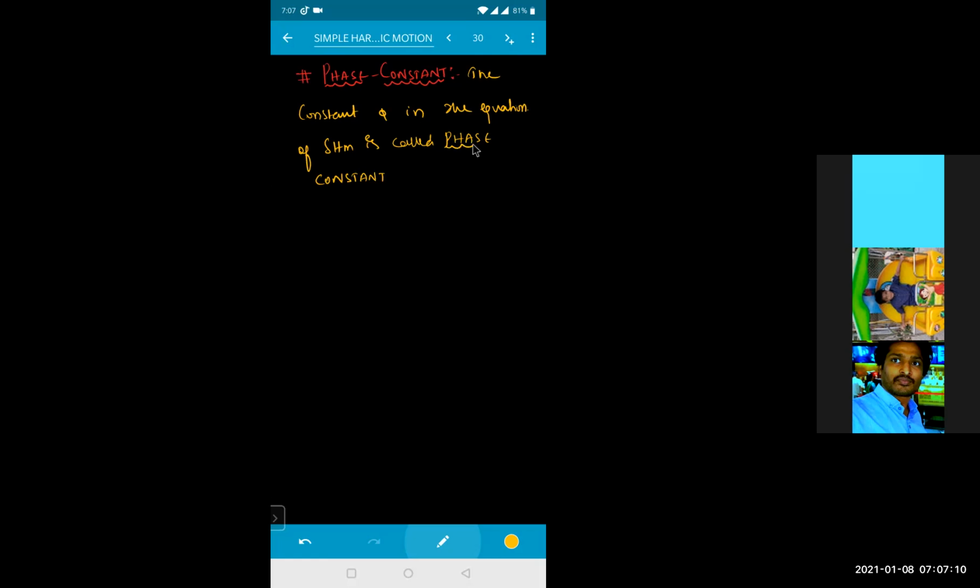Okay, phi value. This phi is called as what? Phase constant, or sometimes it is also called epoch, or we also call it initial phase. It is also called initial phase.